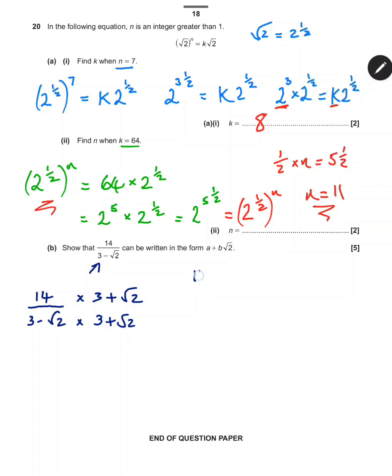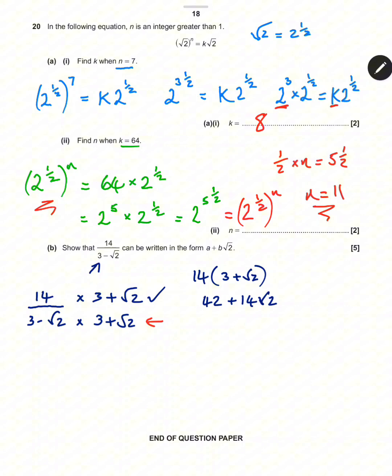We've got 14 multiplied by 3 plus root 2. And I'll do that first. 14 times 3 is 14, 28, 42. 14 times root 2 is 14 root 2. So that is the top of my fraction dealt with.